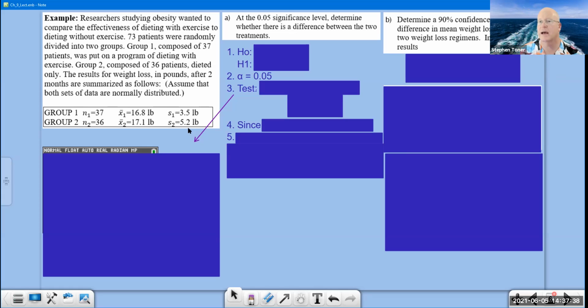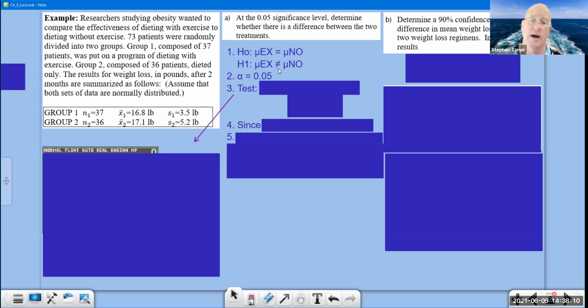Okay, part A: at the 5% significance level, determine whether there is a difference between the two treatments. In other words, is there a difference between the mean weight loss? So, I have group 1 and group 2, but instead of 1 and 2, I used EX for exercise and NO for no exercise. And is there a difference between the groups? I went with a not equal to.